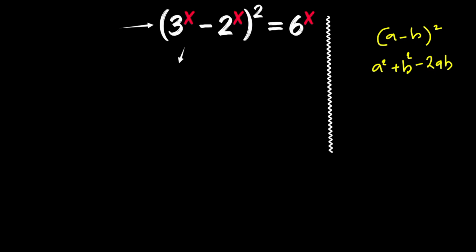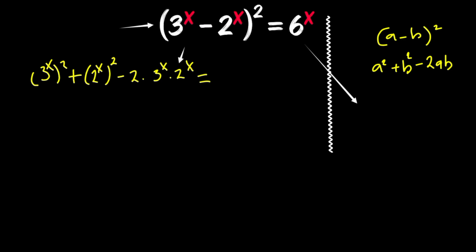Therefore, the expansion of this will give us (3^x)² + (2^x)² − 2 times 3^x times 2^x. Using the law of indices on 6^x, we can rewrite it as (3 times 2)^x. According to the law of indices, we can share the power and say 3^x times 2^x. So let us rewrite 6^x as 3^x times 2^x.